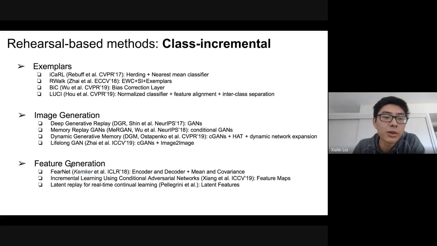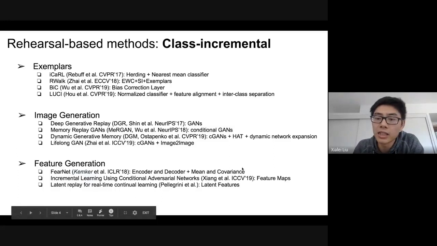The last category is feature-based generation. One of the very first ones is FearNet. They propose to use an encoder and decoder to replay with mean and covariance for each class.